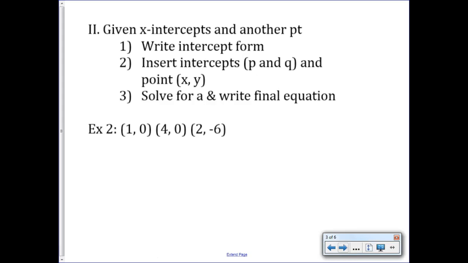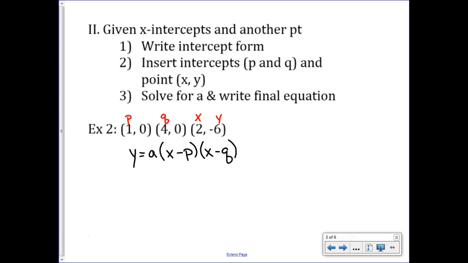All right, if we're given x-intercepts and another point, we can use intercept form to help us. So our intercepts are ones that have an x value and then 0 for y. So those are our p and q, and it doesn't matter which one you call p and which one you call q. And then our other point would be our x and our y. So our intercept form, remember, looks like y equals a times (x minus p) times (x minus q). Once again, we don't know that a value, so we need to find it.